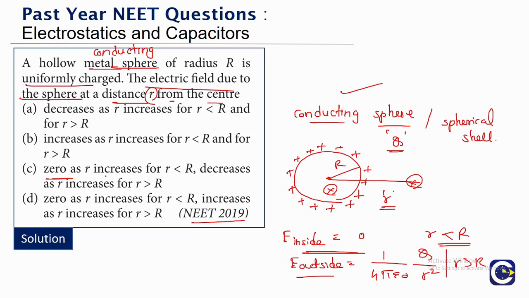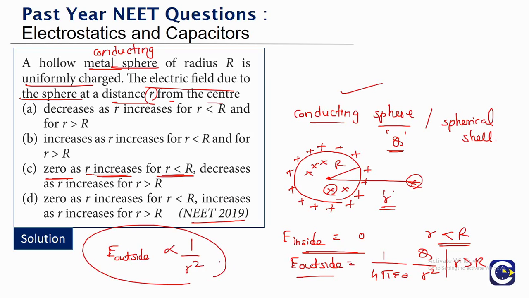0, as small r is increasing for small r less than capital R, means we are looking at the points inside, all the inside points. Wherever we mark the point inside, everywhere the field will be 0. And outside, we'll see what is the relation. The electric field outside is inversely related to r square. Means as the r value is increasing, the field value will be what? Decreasing, because r square is in the denominator.